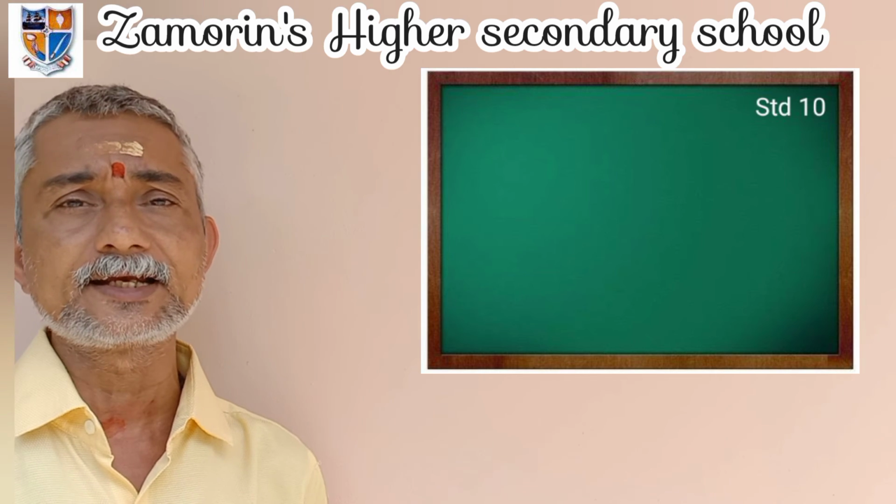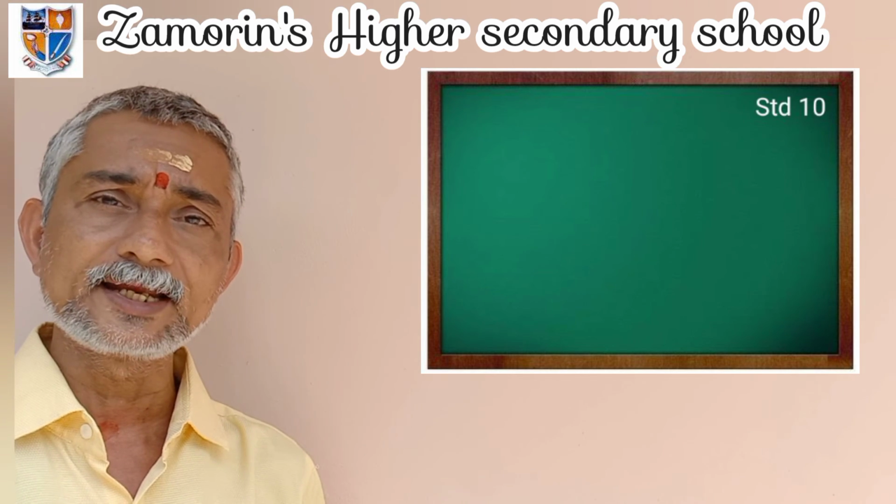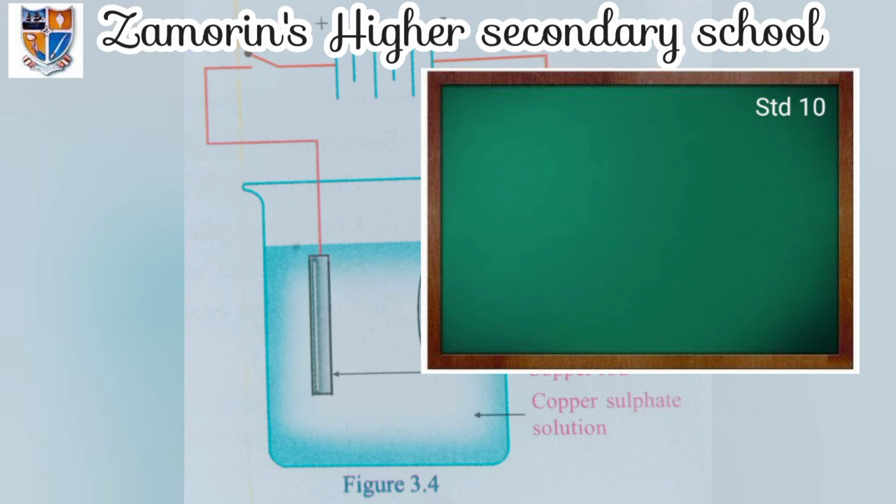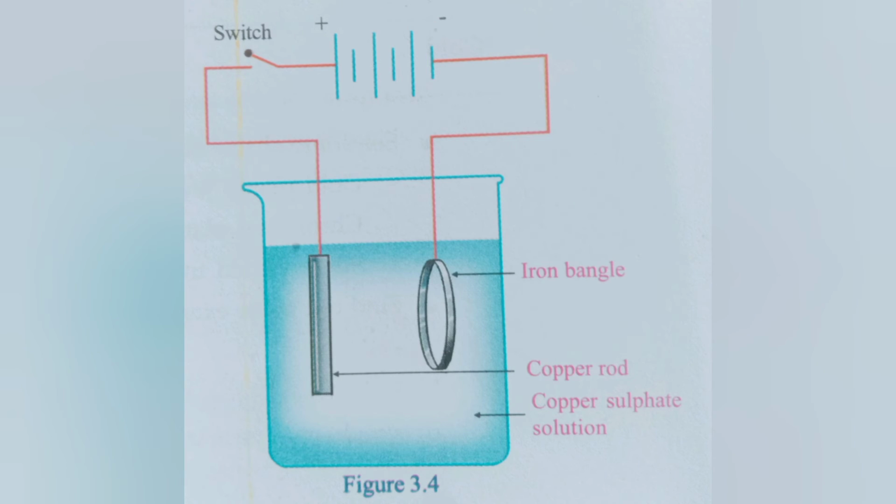Usually silver cyanide, sodium cyanide, like that it is used, or copper sulfate is used. Here, a copper rod and iron ring are dipped in copper sulfate solution, and the iron ring is coated with copper. In the case of gold and silver, a suitable cyanide solution is used for electroplating.